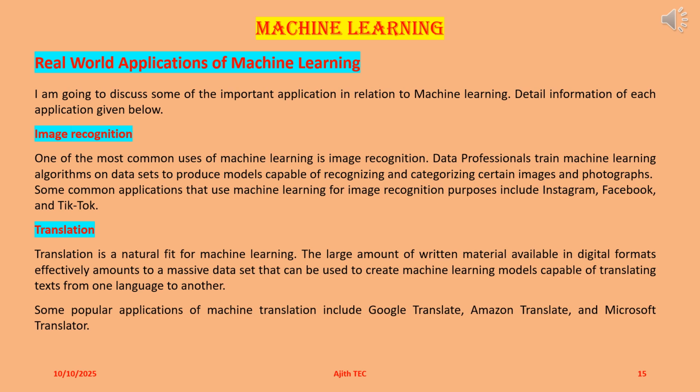Translation. Translation is a natural fit for machine learning. The large amount of written material available in digital formats effectively amounts to a massive dataset that can be used to create machine learning models capable of translating texts from one language to another. Some popular applications of machine translation include Google Translate, Amazon Translate, and Microsoft Translator.